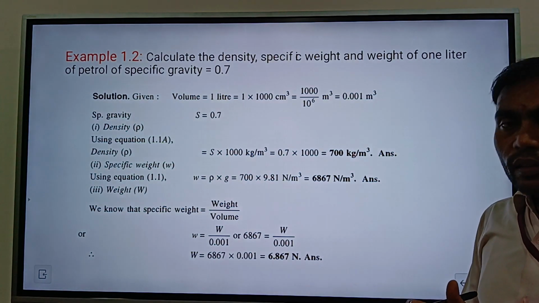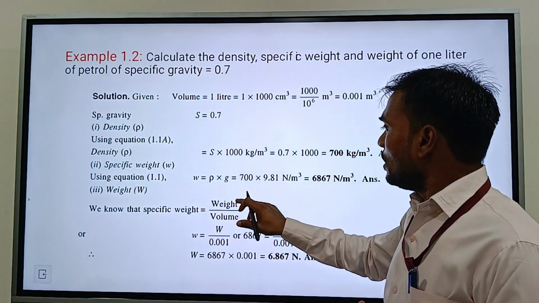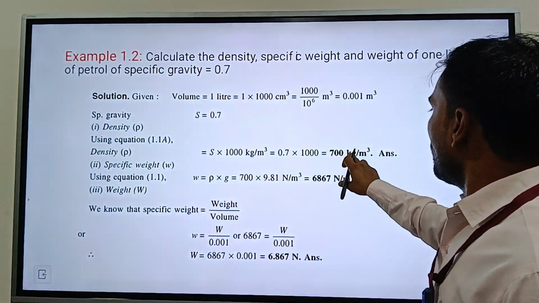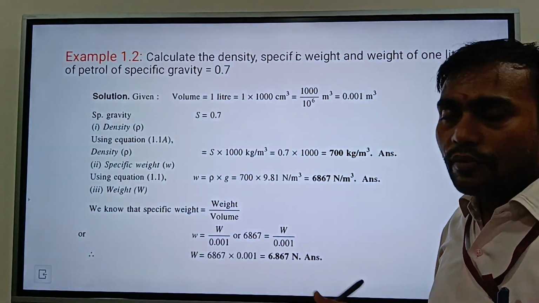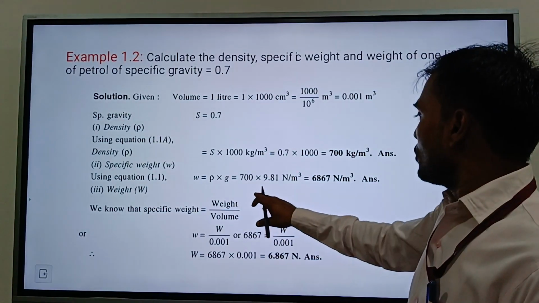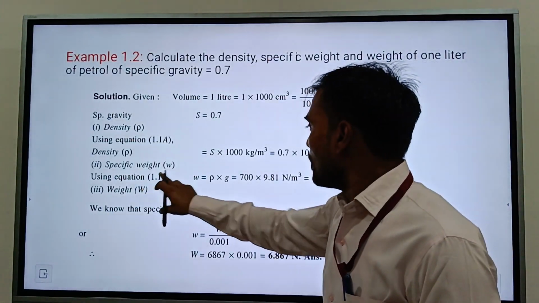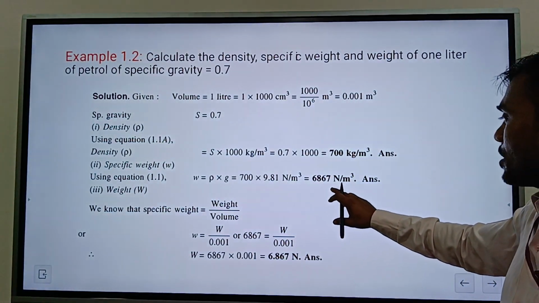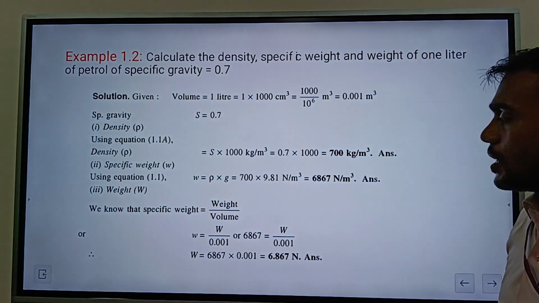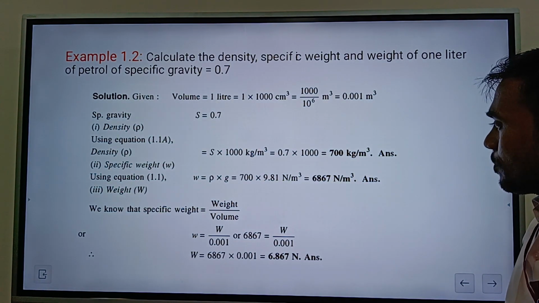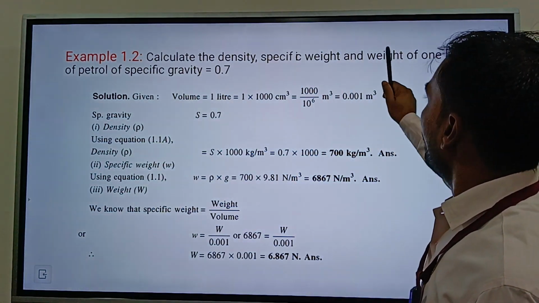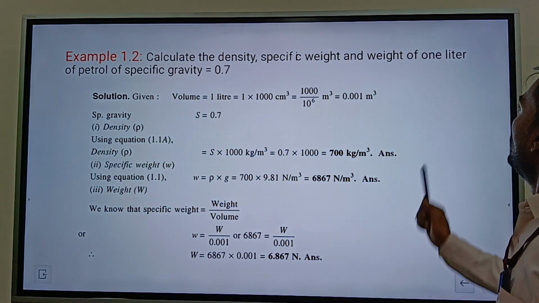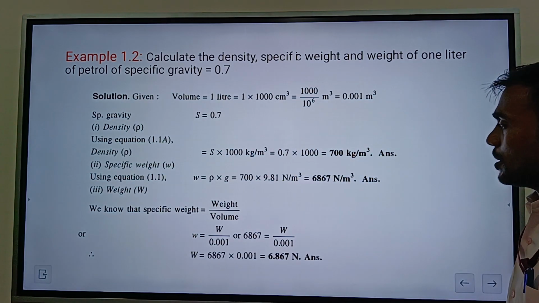So specific weight will be rho into g, and rho is already calculated as 700, and g has its standard value 9.81. So the final value of the specific weight will be 6867 Newton per meter cube. Okay. Now the last parameter, the weight of the fluid, that is petrol, should be calculated.